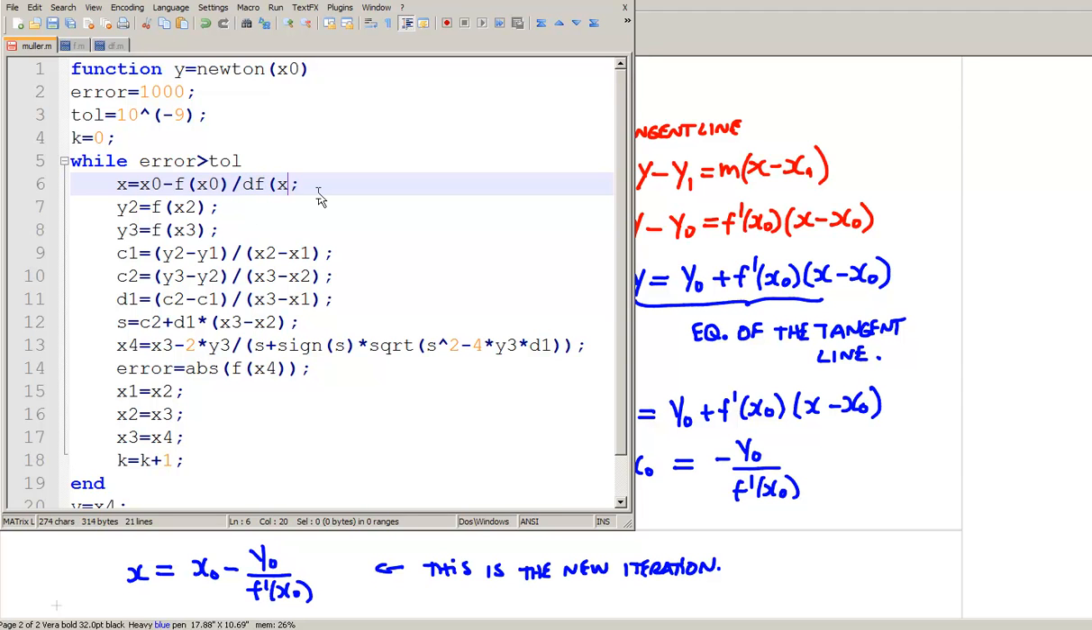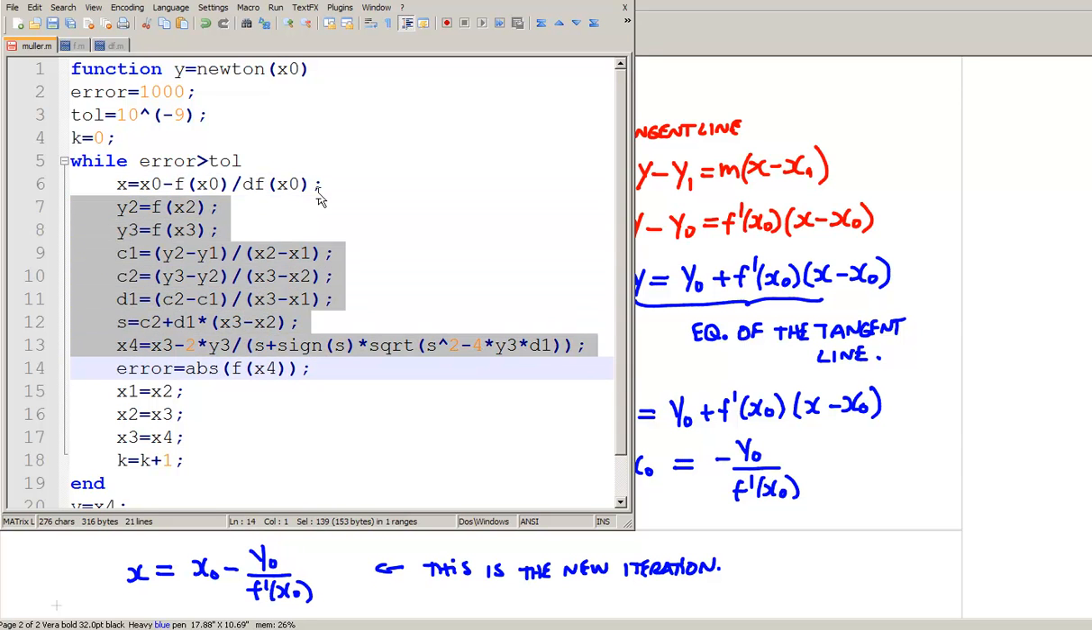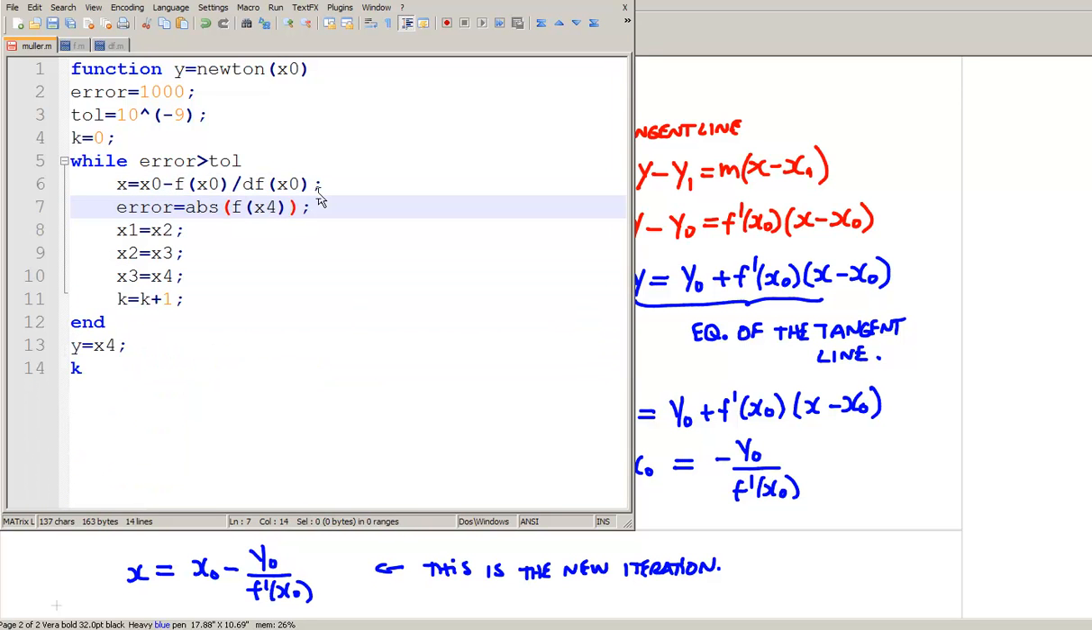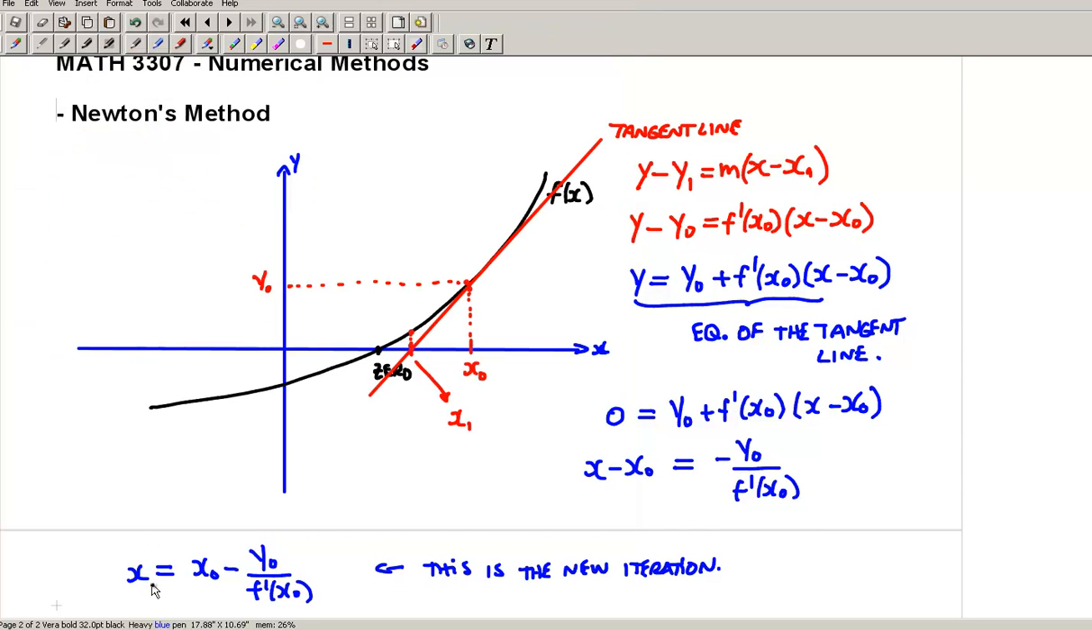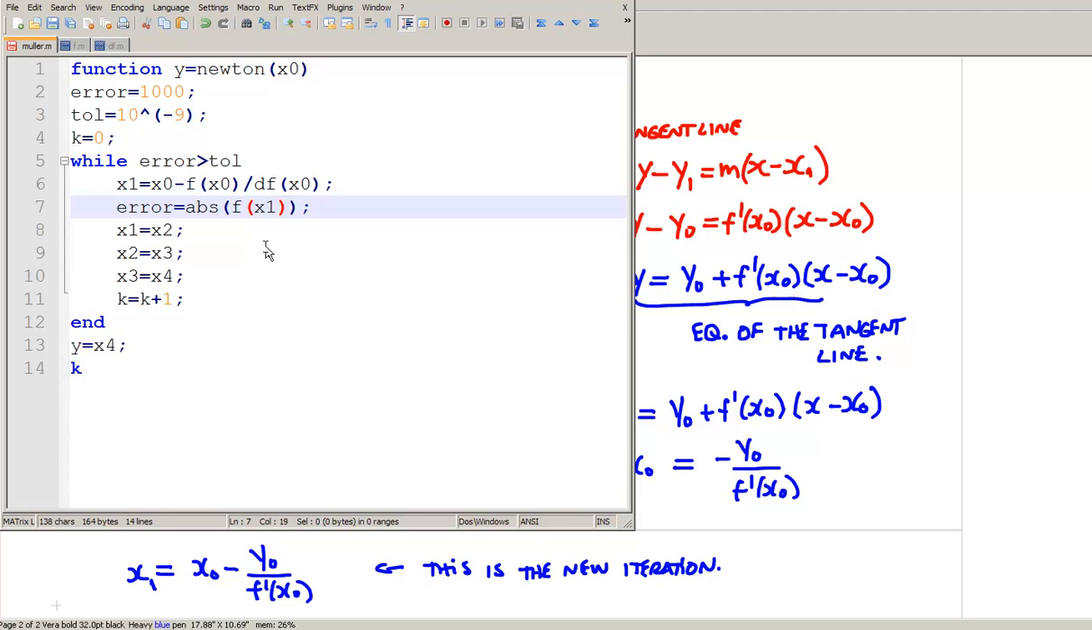I can say df of x naught. Now let's compute the error. The error would be f of x. If you want, you could define this as x1. This would be the new iteration, x1, like I wrote here on the graph, the new iteration. And then that's the error.